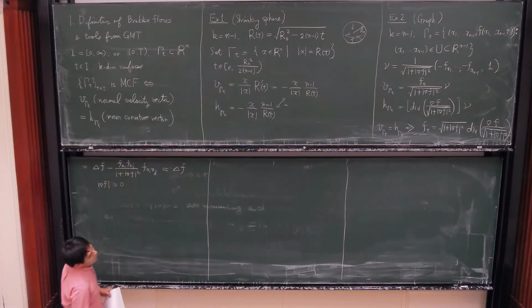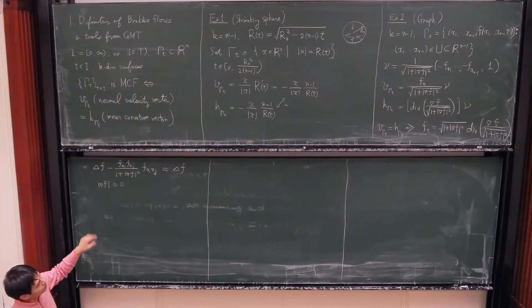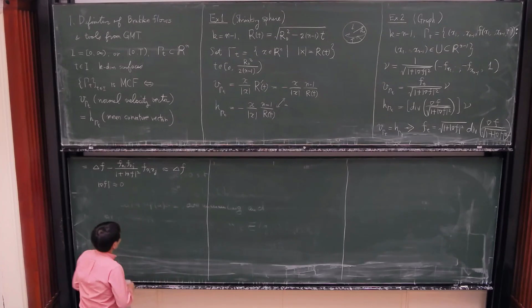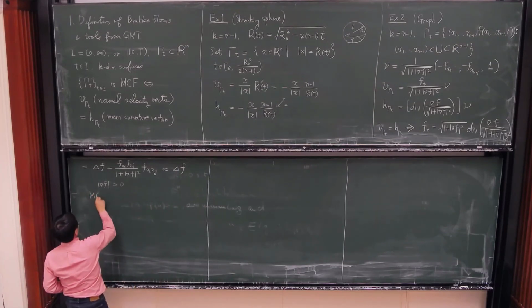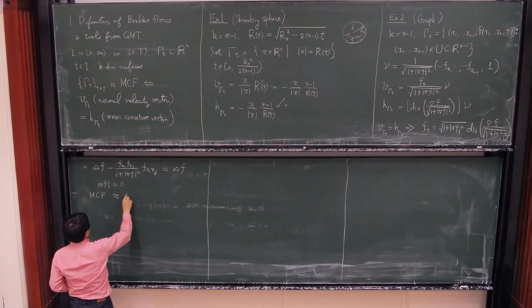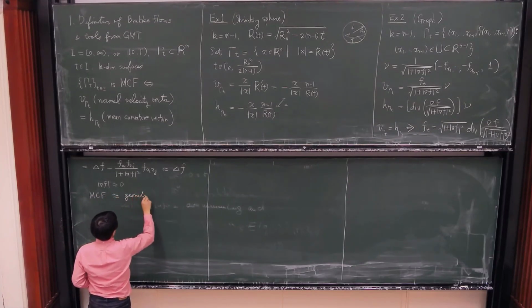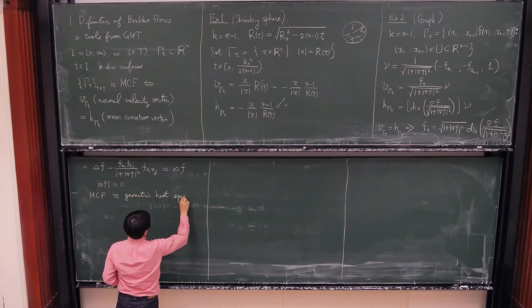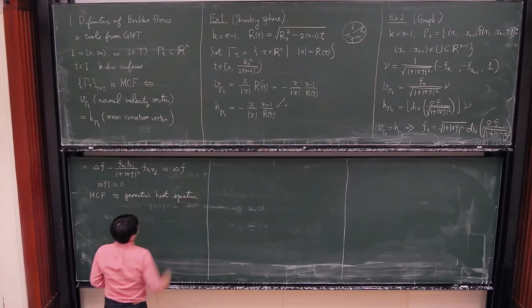So as you can see from this PDE, mean curvature flow is really like a heat equation, f t is equal to the Laplacian of f. So mean curvature flow is really like a geometric heat equation from this PDE.